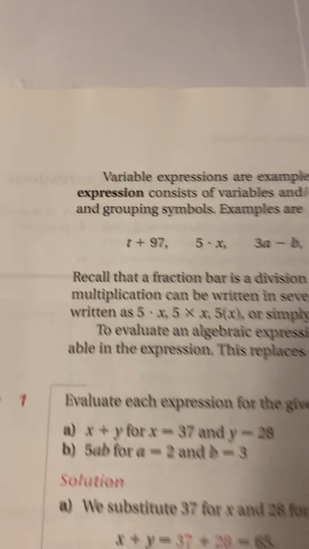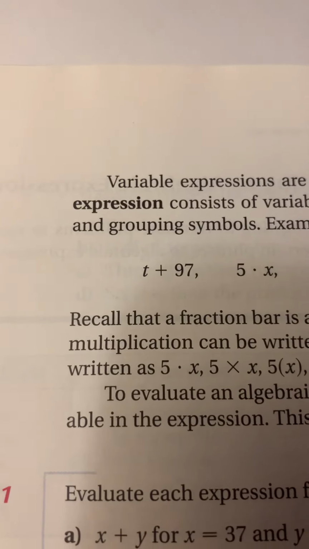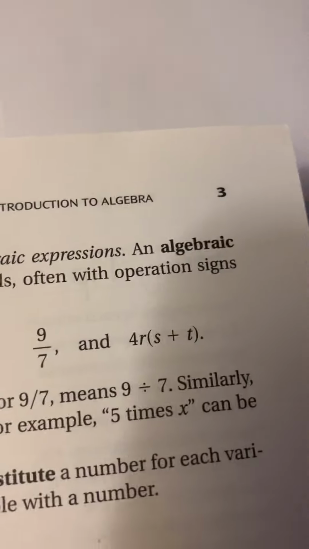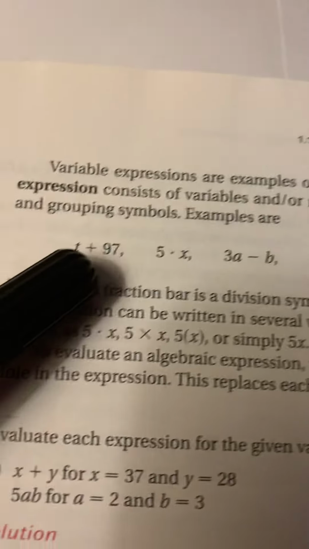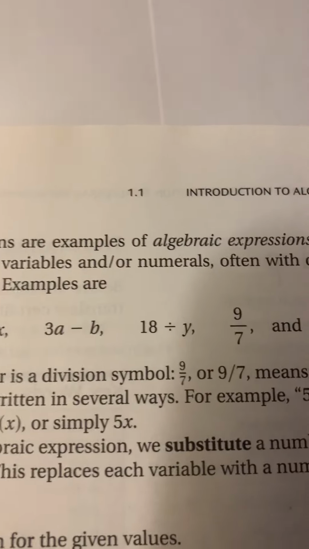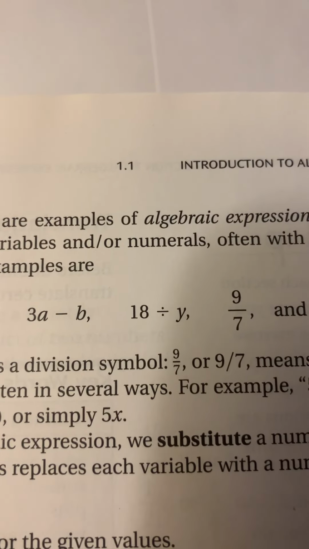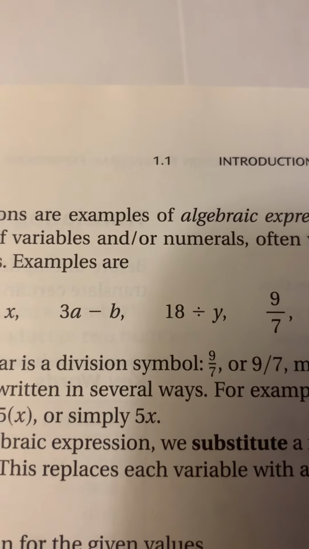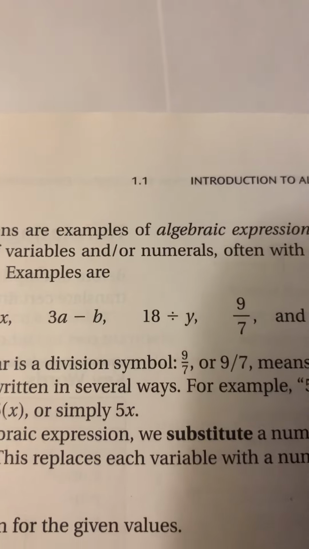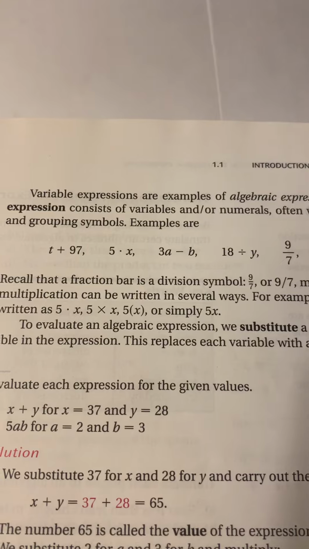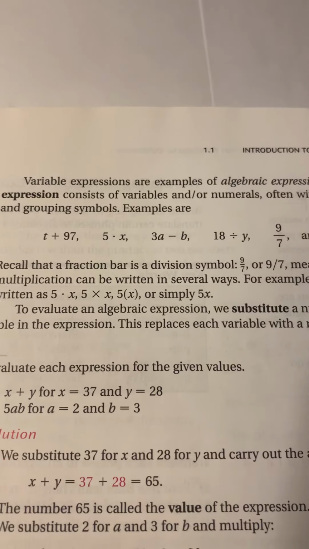Examples are t plus 97. That t is a variable. This plus sign is an operation sign. And then this 97 is a number. I think I said number earlier, but that says numeral, which is this. This is the same, as far as I know, as a number. It's just a different word. Maybe there's a slight difference, but overall they're the same.